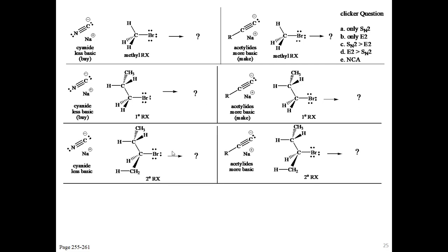If I go to secondary, now they diverge. The more stable one gives me more SN2. That's a cyanide. And the less stable one gives me more E2. So it's not useful for bringing this into the carbon and making that carbon-carbon bond.